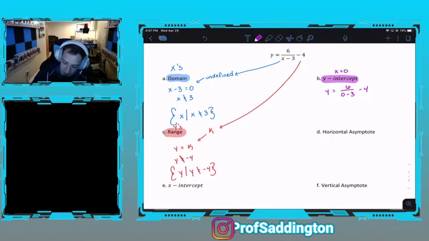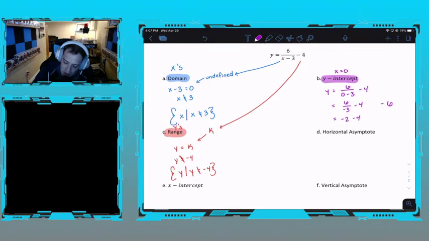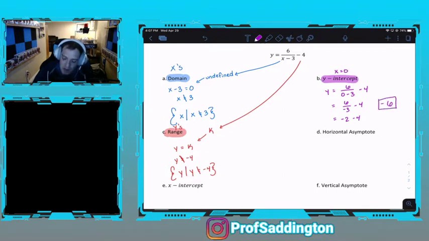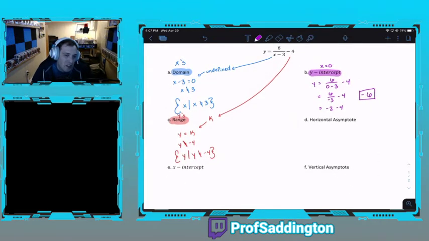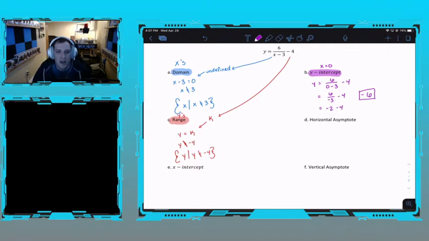So if I were to figure out that fraction, 0 minus 3 is just -3, so this is really just 0 over -3 minus 4. 6 divided by -3 would be -2. And -2 minus 4 means that we're going to have a y-intercept at -6. So hopefully that looks familiar to you guys. We didn't do a lot with x-intercept and y-intercept in previous lessons, but that's something you guys have been doing since like 9th grade algebra.